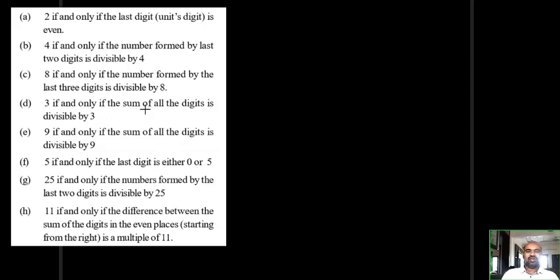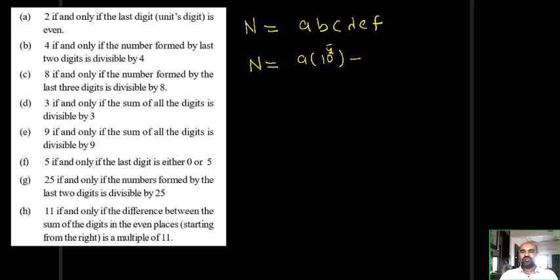Okay, I will take a number n, for example, having 6 digits a b c d e f. In base 10, I can write this as a into 10 power 5, plus b into 10 power 4, plus c into 10 cube, plus d into 10 square, plus e into 10, plus f.